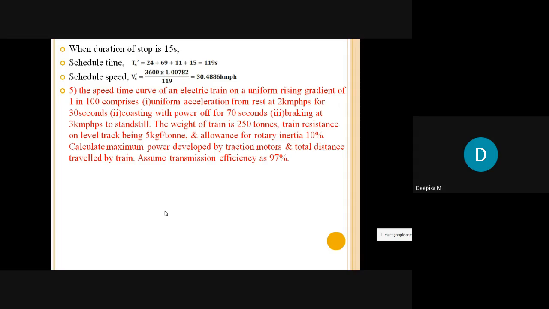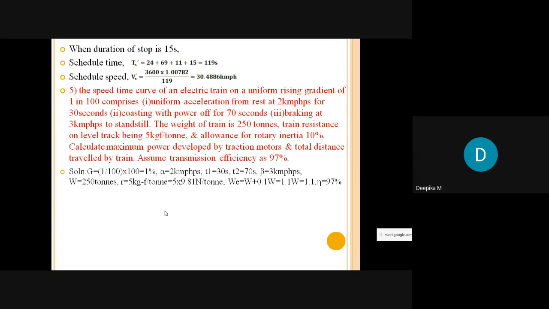Here they have given the speed time curve, and we got to know that it is a quadrilateral speed time curve. They have given the gradient, the acceleration period, the coasting period, and the braking retardation, that is the deceleration. They have also specified the weight, the train resistance, the allowance for rotary inertia, and the efficiency. But we have to calculate the maximum power developed by the traction motor. So let us list out the data.